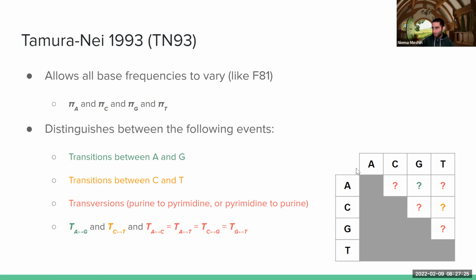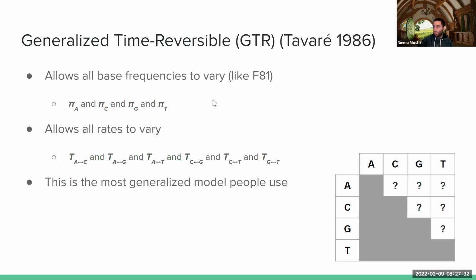So this is how they look in the matrix. And then the last model that I want to talk about is called the general time-reversible model, which was proposed in 1986, and this is the most generalized model that we can use. Basically, we're allowing all four of those probabilities to change, and we're allowing all six of those rates to change. So we're allowing different probabilities and different rates. This is the most general out of everything that we've talked about.